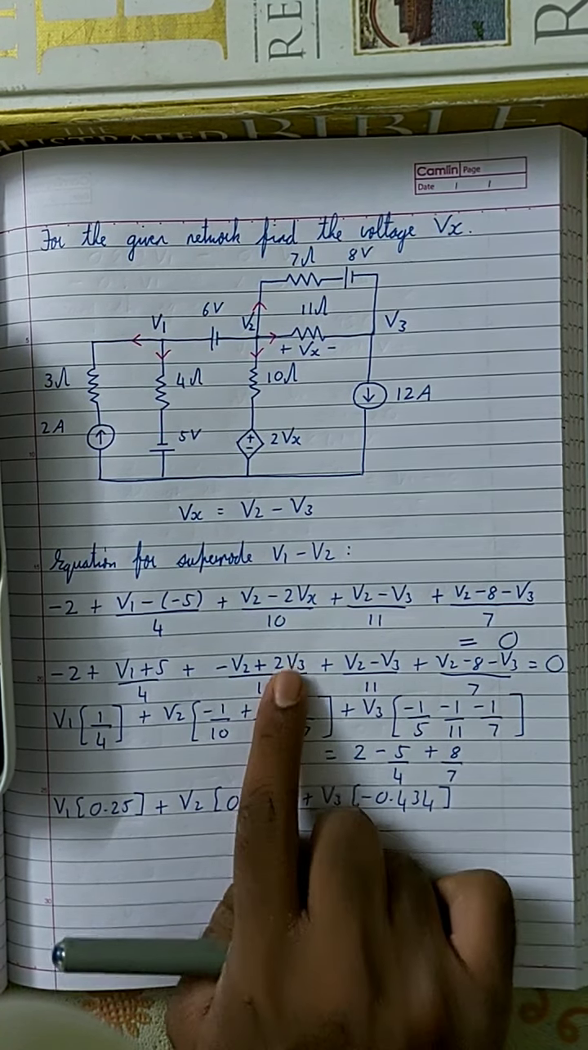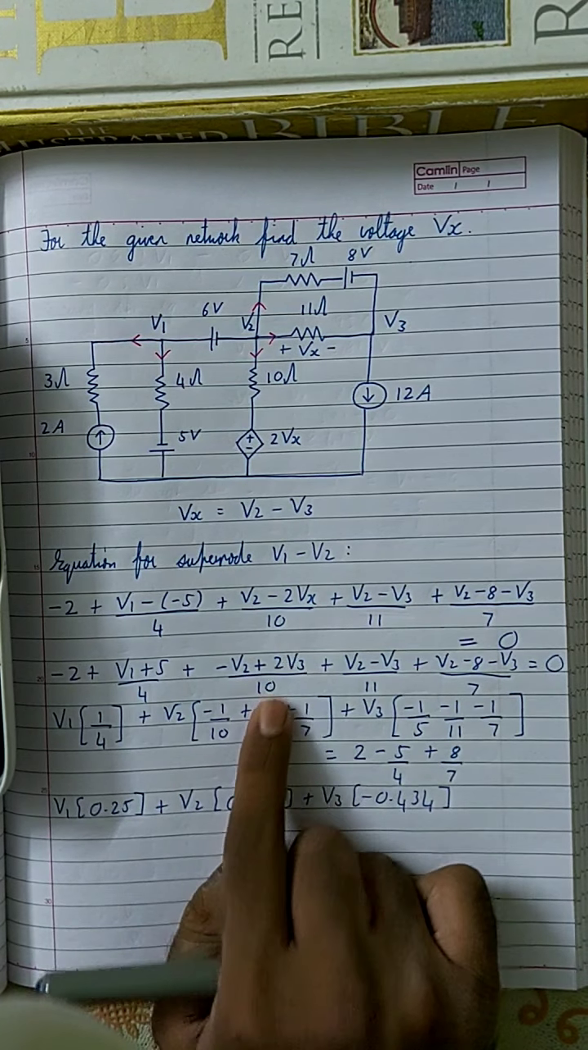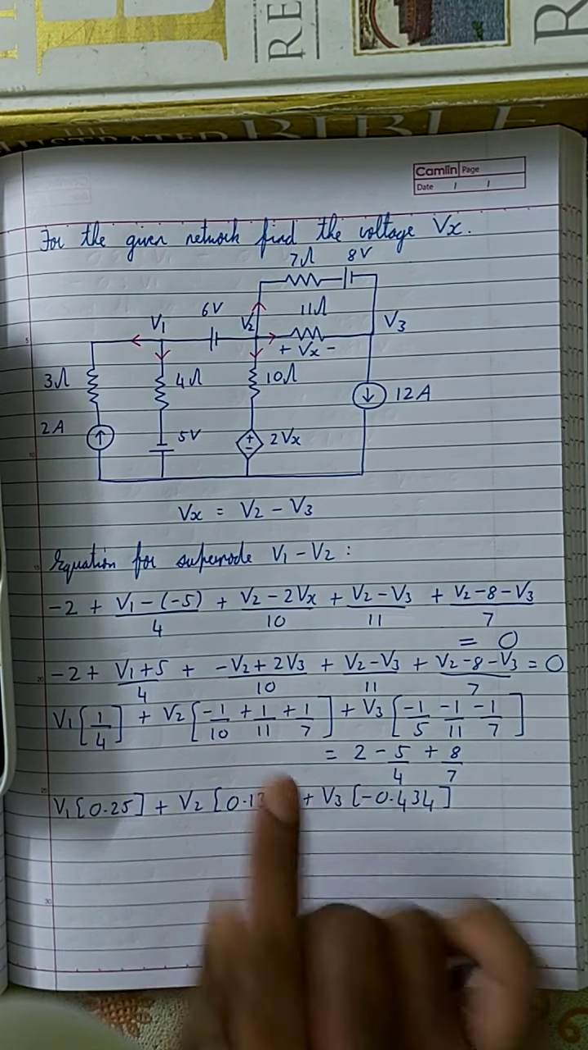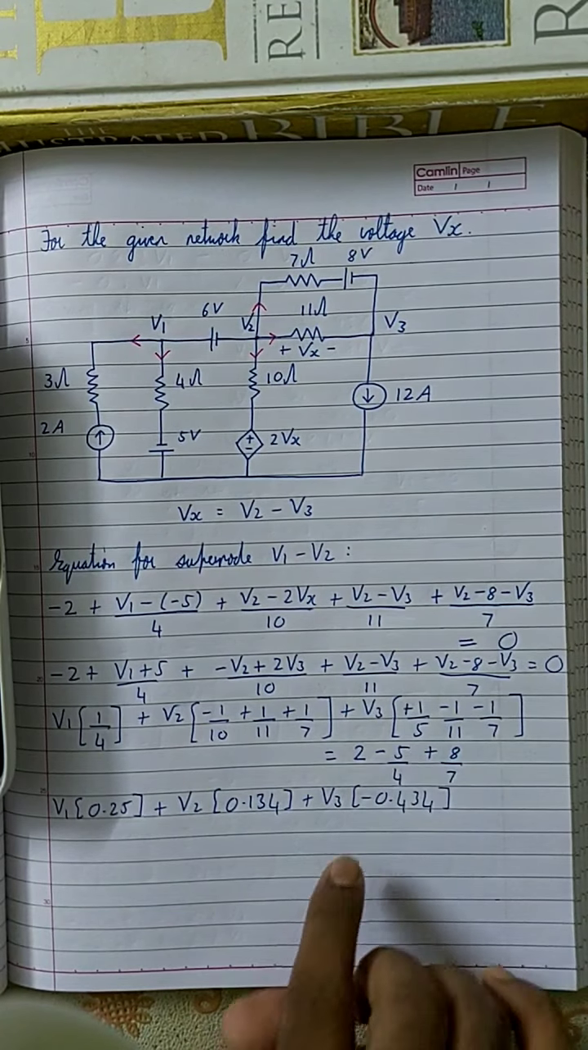Here V3 is 2 by 10. It's not plus 2 by 10, right? It is plus 2 by 10, so which means this is plus 5. You made a mistake over here. This is plus 1 by 5 over here, right? It's plus 1 by 5.